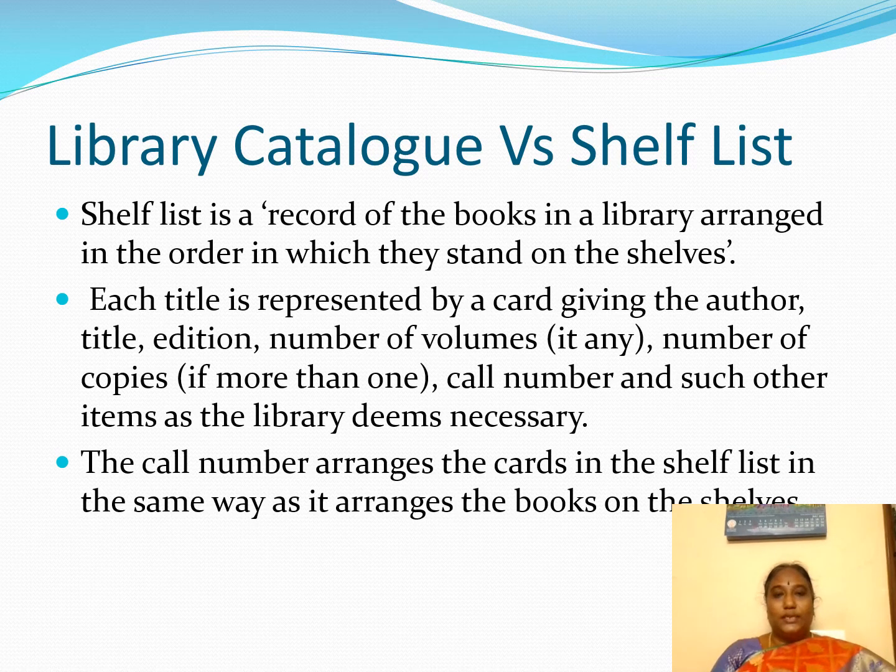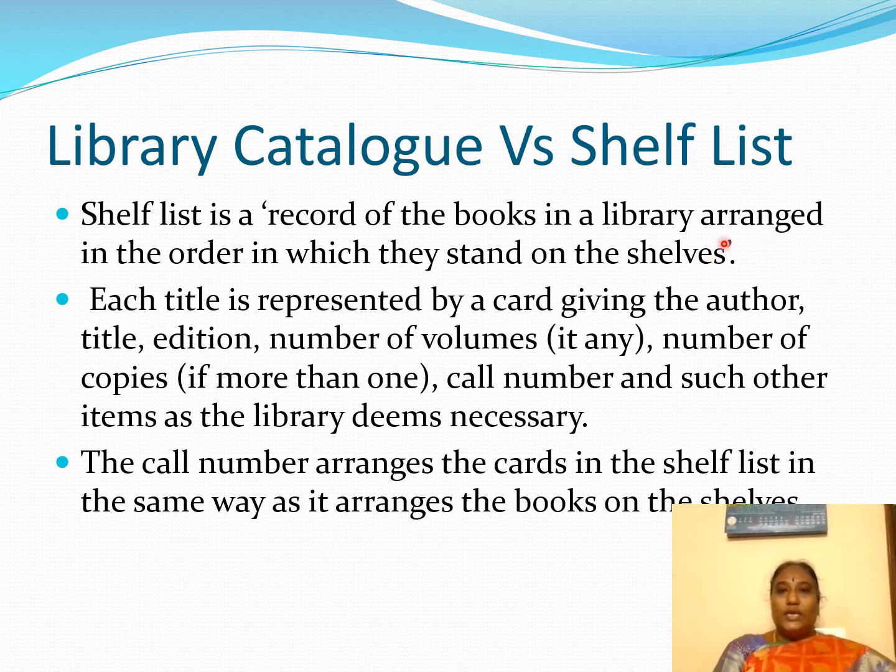And the next important register in the library is the shelf list. So what is a shelf list? A shelf list is a record of the books in a library arranged in the order in which they stand on the shelves. It provides records of the books in a library.